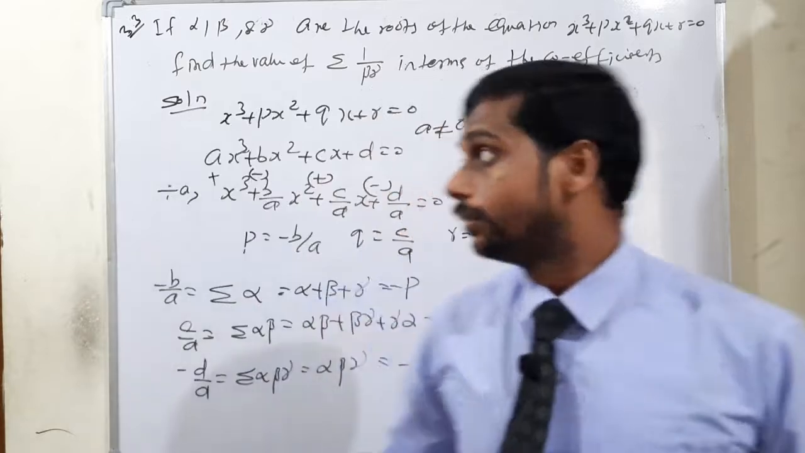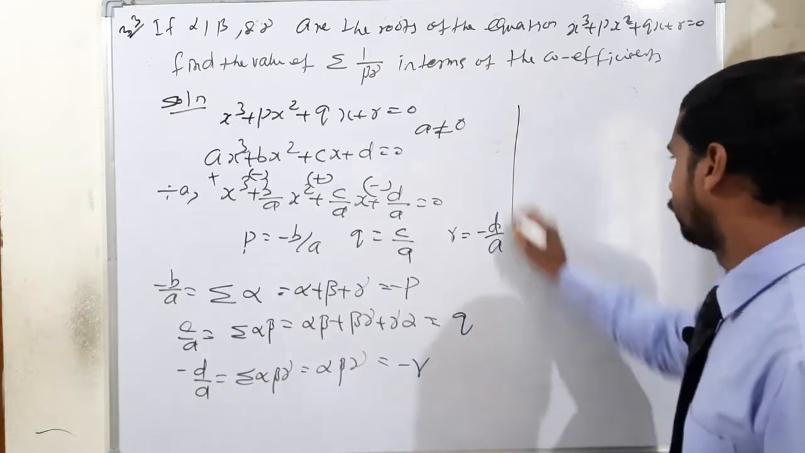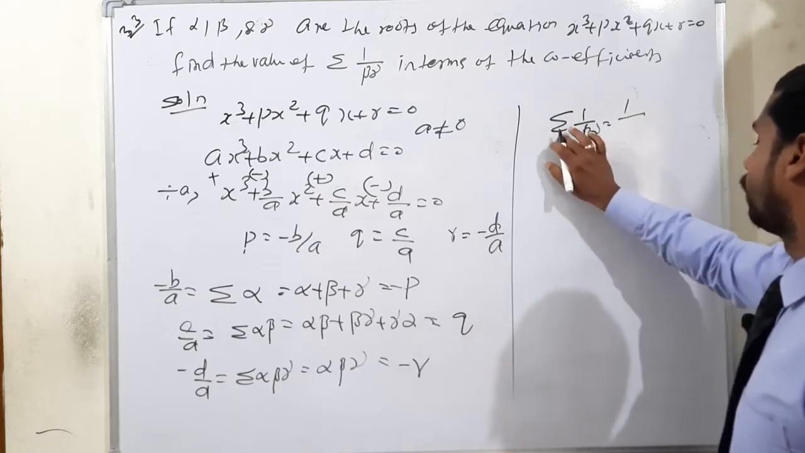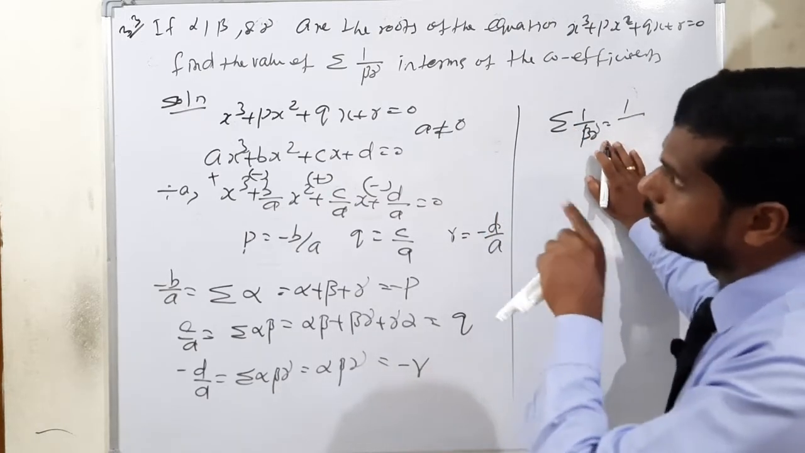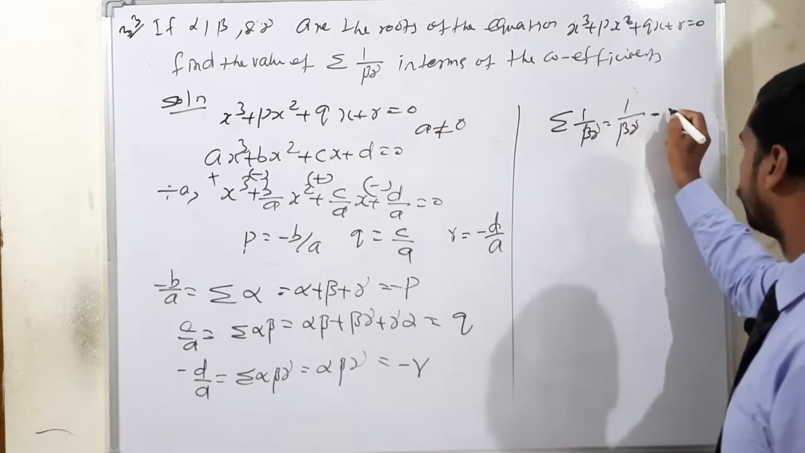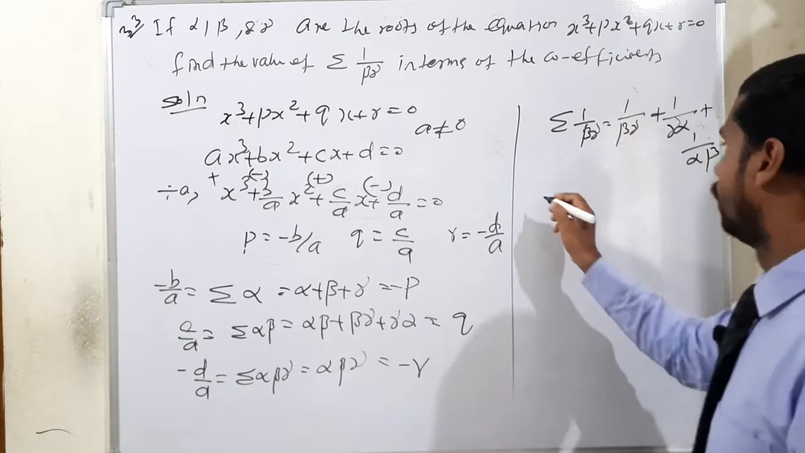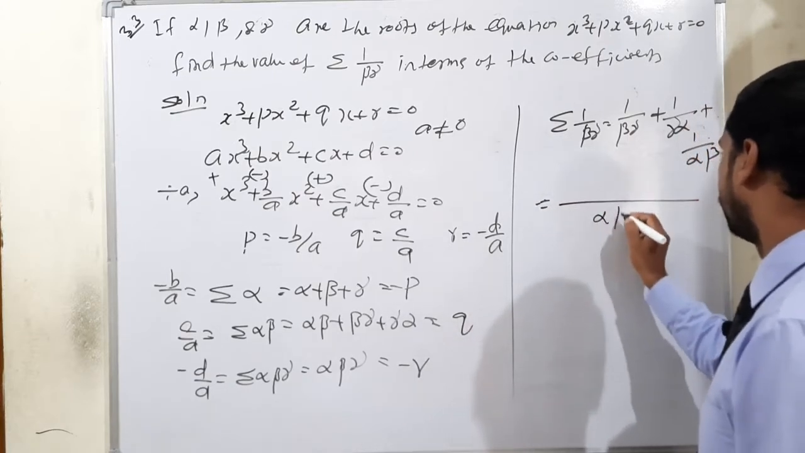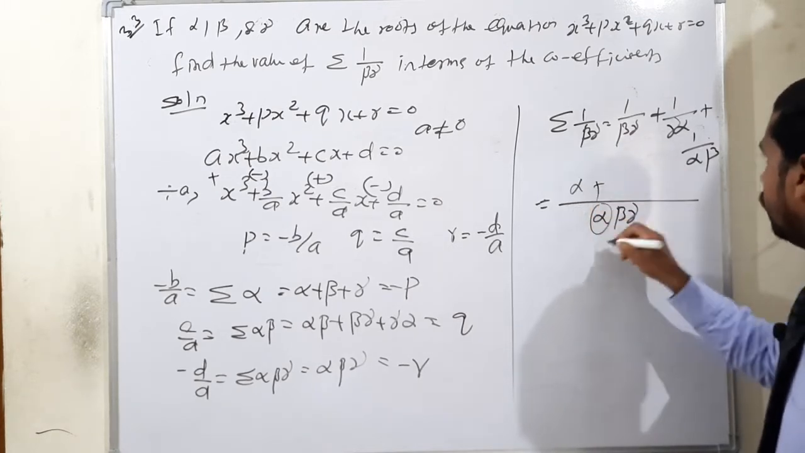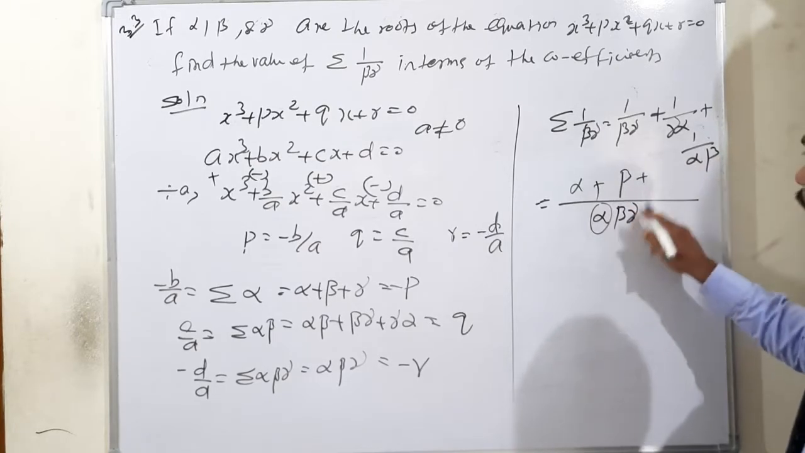But what we need from the question is the summation of 1 by beta gamma. For the cubic, what are the roots? Alpha, beta and gamma. The first term has denominator beta gamma, so the next is 1 by gamma alpha, and the third is 1 by alpha beta. With a common denominator alpha beta gamma, in the first term beta gamma cancels and only alpha remains. In the second, gamma alpha cancels and only beta remains. In the third, alpha beta cancels and gamma remains.